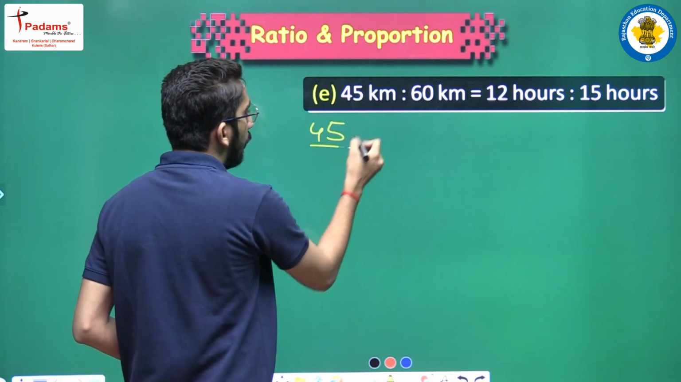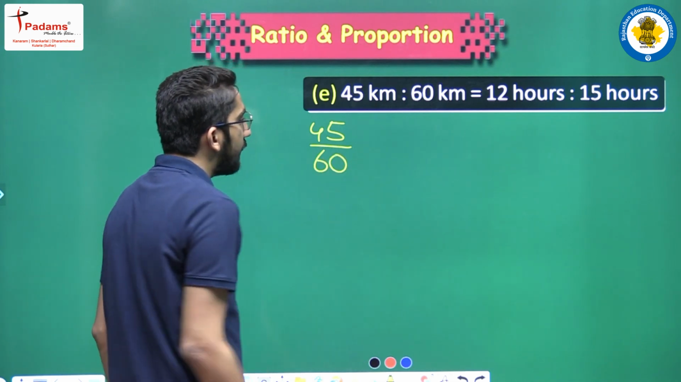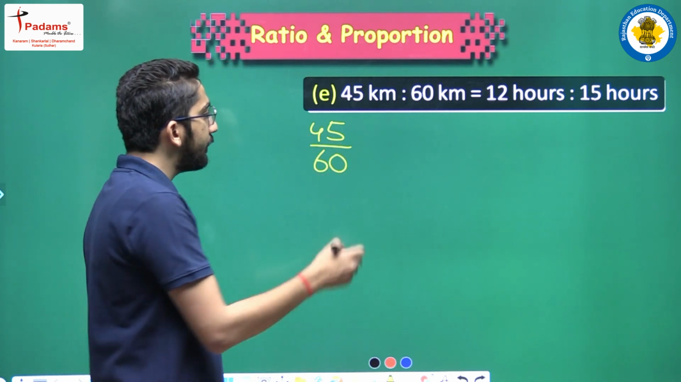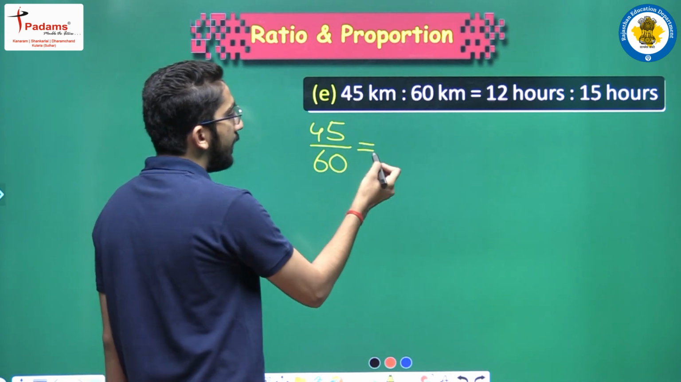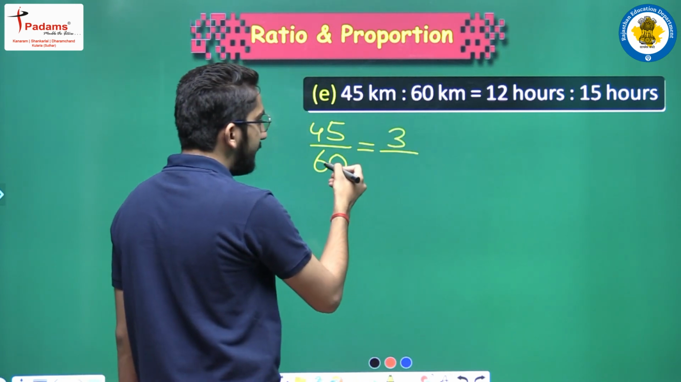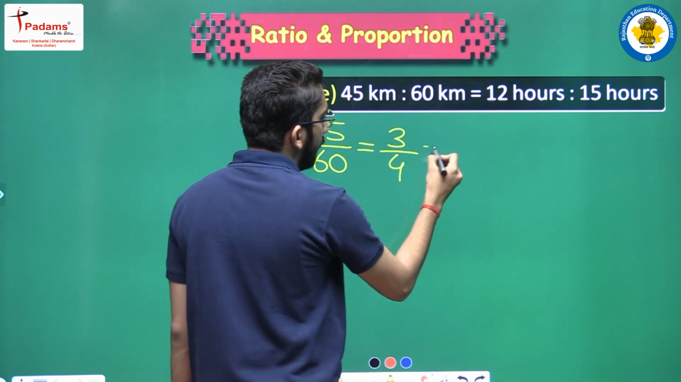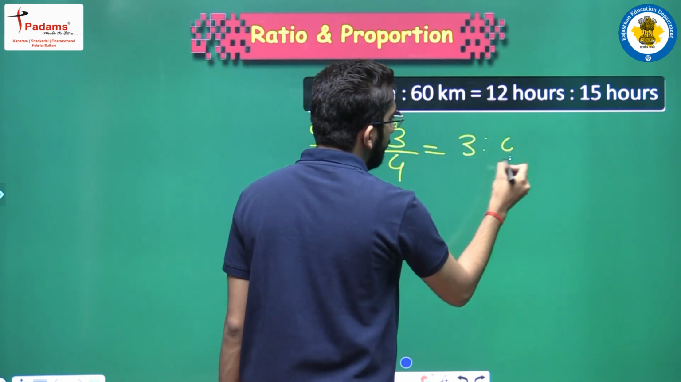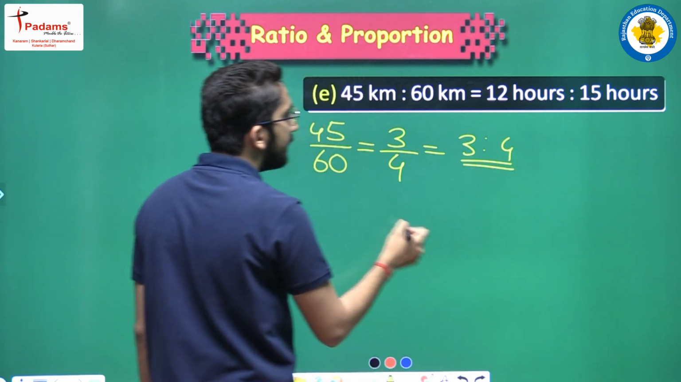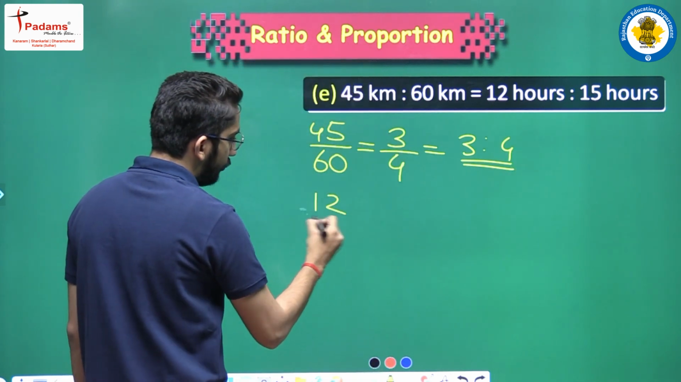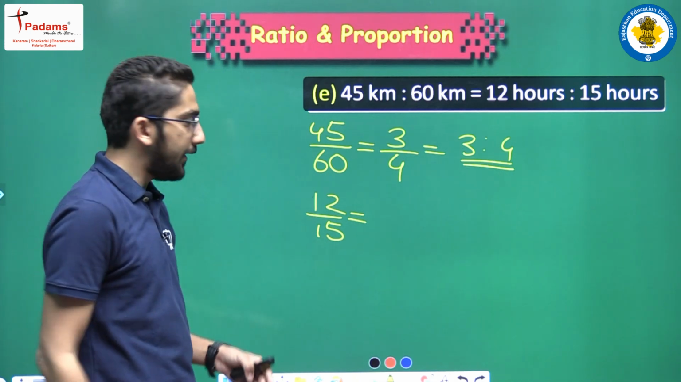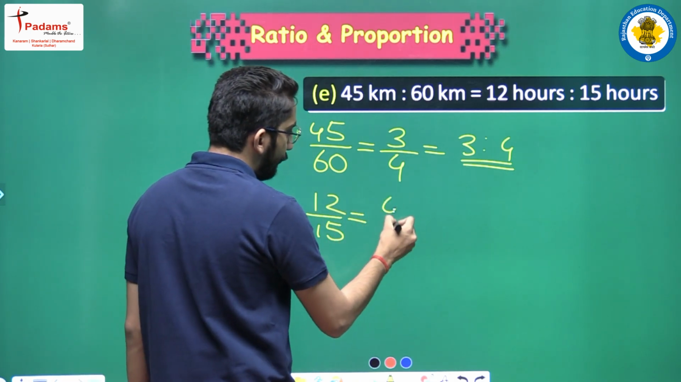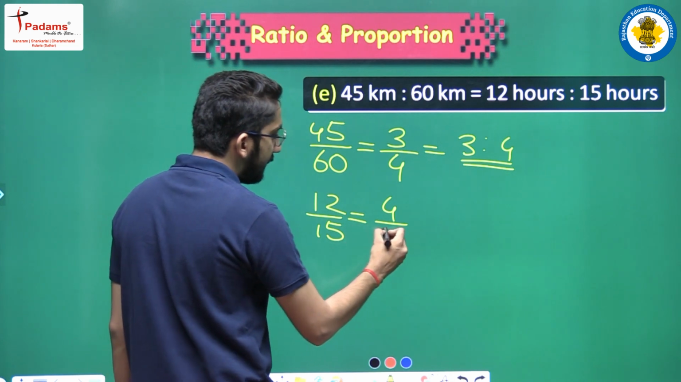First 45 kilometers is to 60 kilometers. So 45 upon 60, you can divide both of them with 15. 45 divided by 15 is 3 and 60 divided by 15 is 4. So this ratio becomes 3:4. Next is 12 hours is to 15 hours. You can divide both of them with 3. So 12 divided by 3 is 4 and 15 divided by 3 is 5.